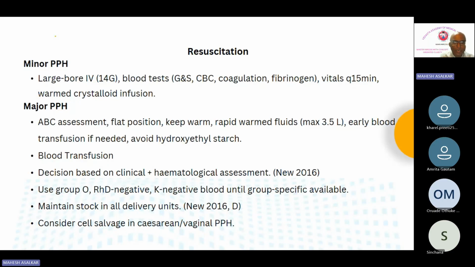So avoid starch, then give blood transfusion. The decision is based on clinical plus hematological assessment. Use O Rh negative, K negative blood until the group specific blood is available. So what blood is used? O negative, Rh negative, and K negative. This is used till the group specific blood is available, that is in emergency. Maintain stock in all delivery units and consider cell salvage in caesarean or vaginal PPH.